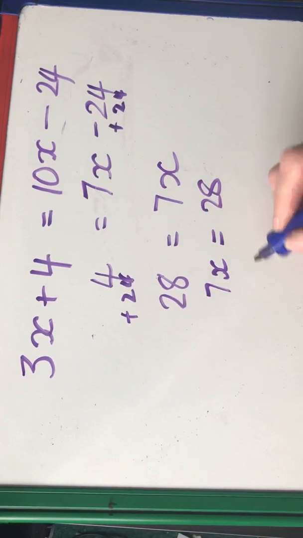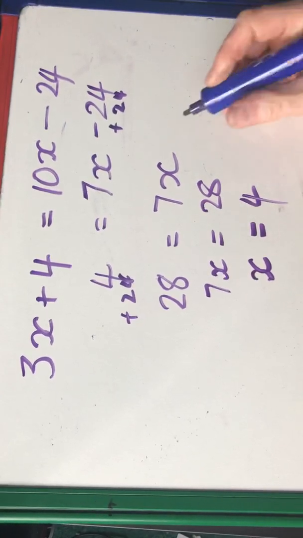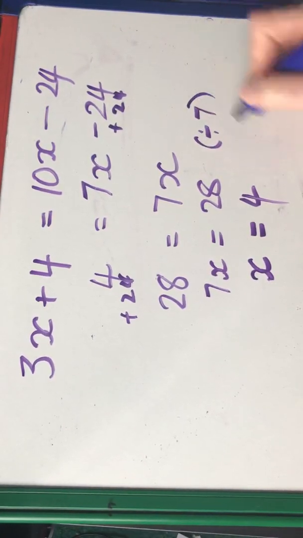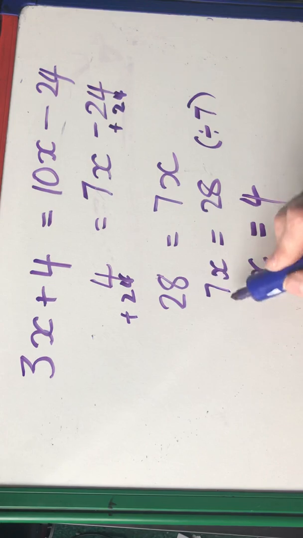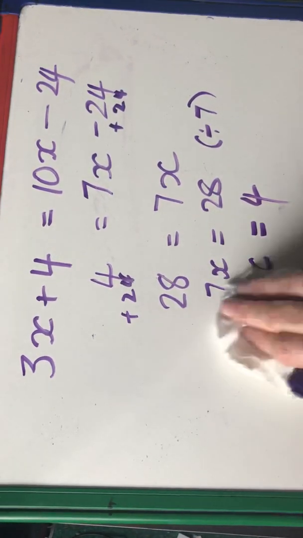Inverse of 7x is divide by 7, x equals 4 because I've divided both sides by 7. 7 divided by 7 is 1. I don't write 1x. Ooh, let me get rid of that.